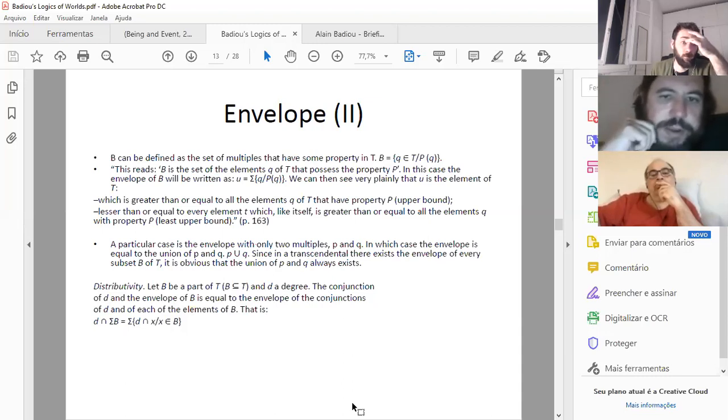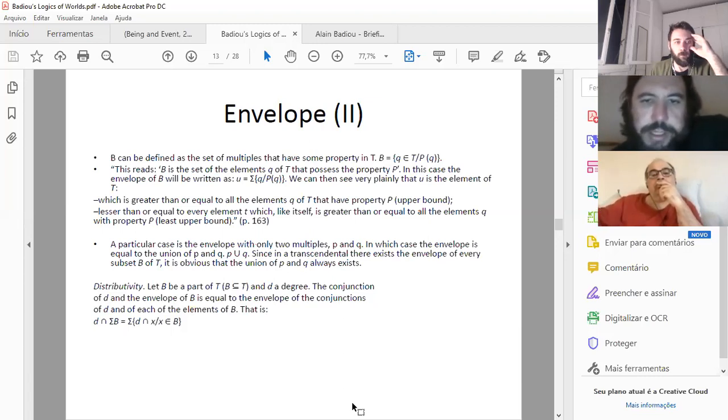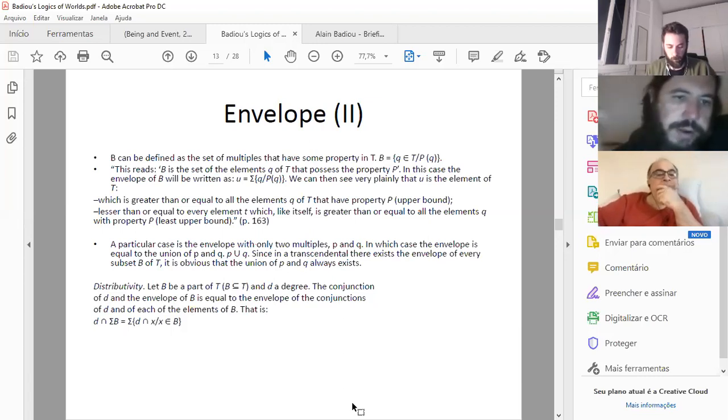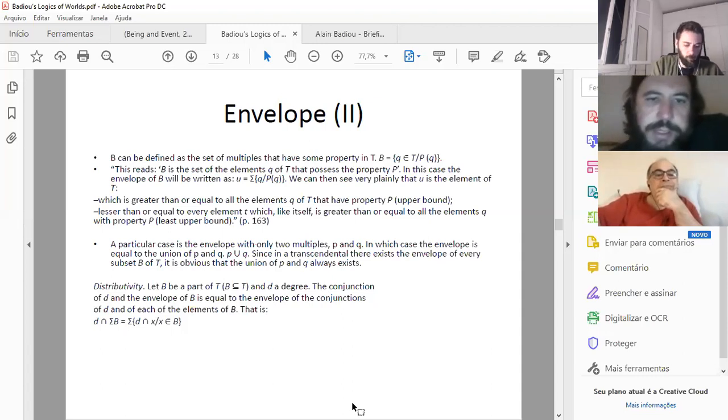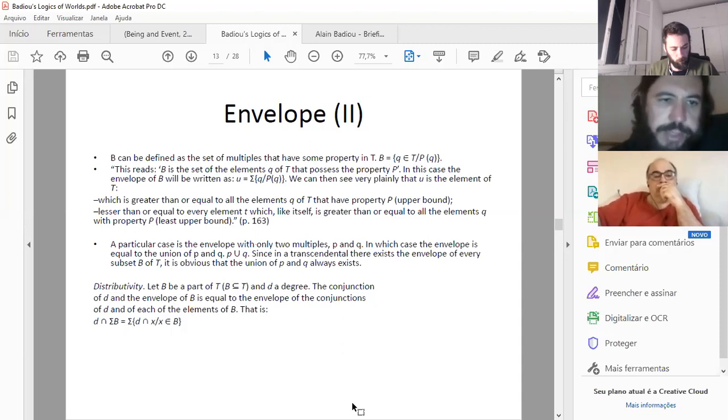We can then see very plainly that U is the element of T which is greater than or equal to all the elements Q of T that have the property P, upper bound, and lesser than or equal to every element T which is itself greater than or equal to all the elements Q with property P, least upper bound. A particular case is the envelope with only two multiples. This is the union that Dennis was talking about. I mean, here he uses the proper concept of union.